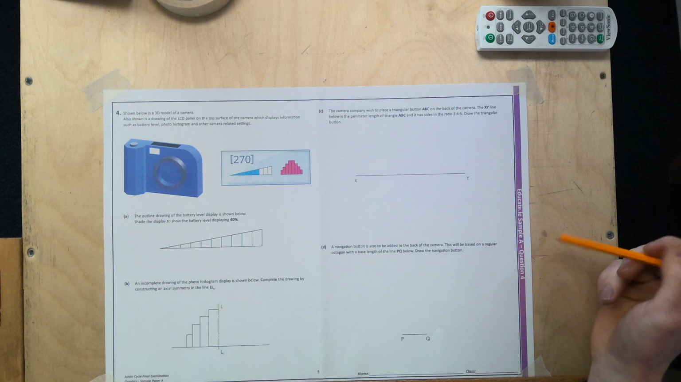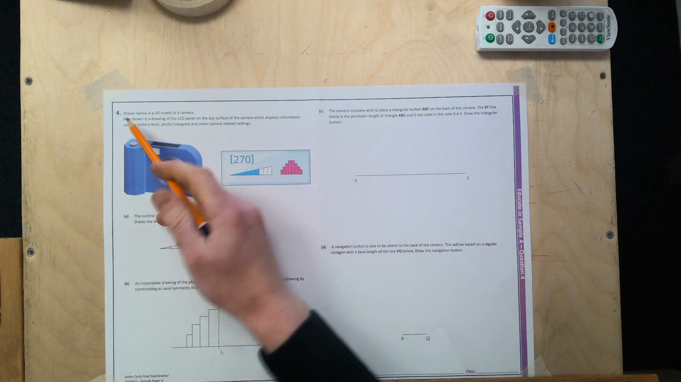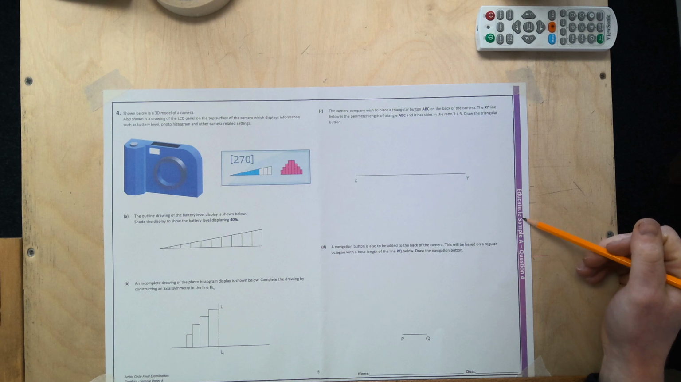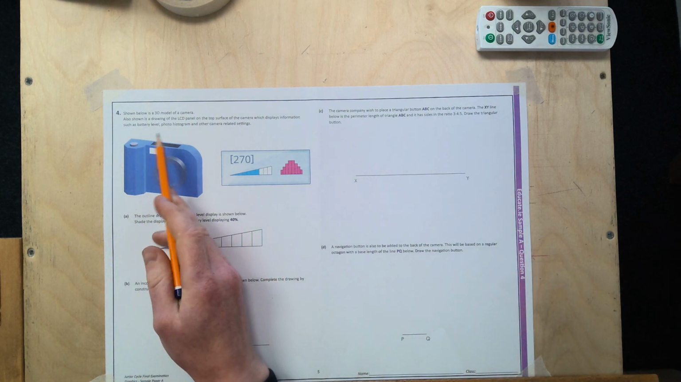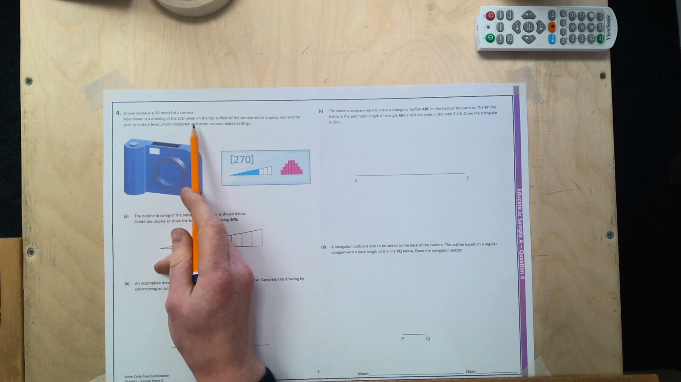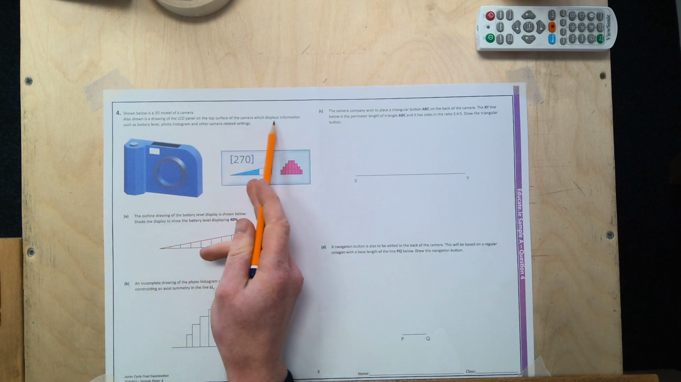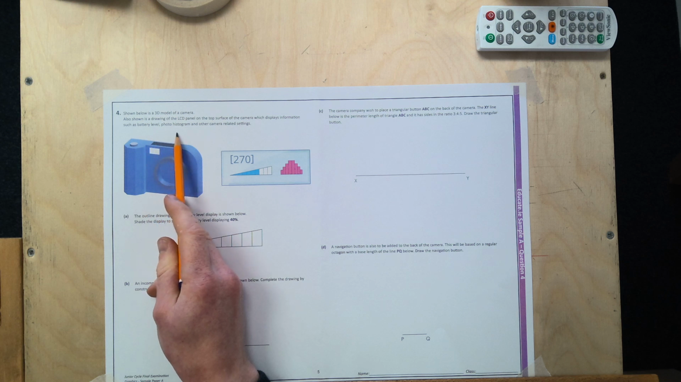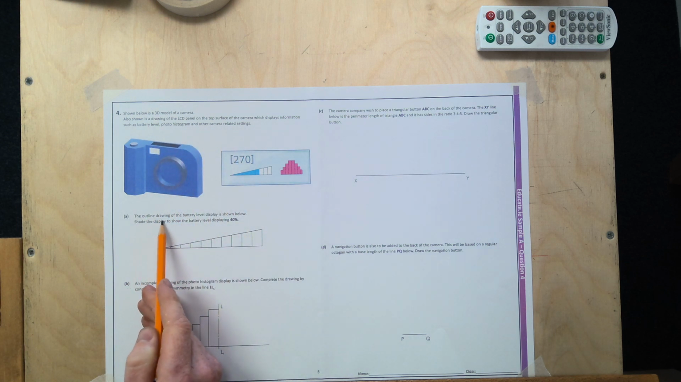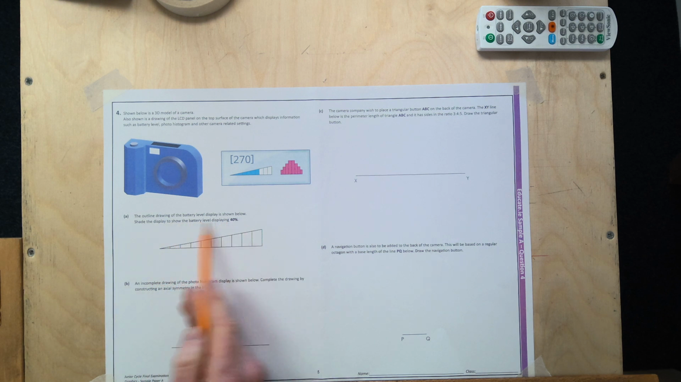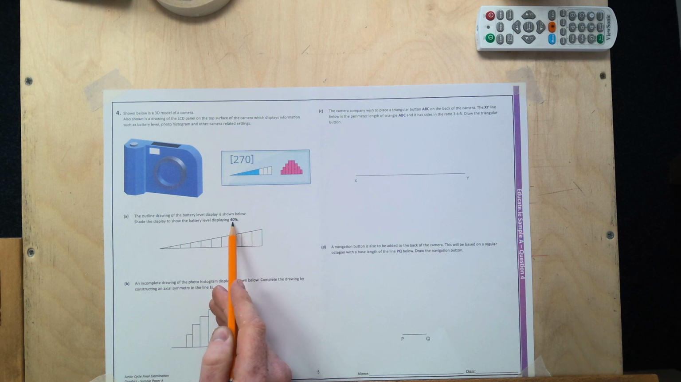So this is just a quick little video from question 4, sample A from Educate.ie papers, okay? So, shown below is a 3D model of a camera, also shown is the drawing of an LCD panel on the top surface of the camera which displays information such as battery level, photo histogram and other camera related settings. The outline drawing of the battery level display is below. Shade the display to show the battery level displaying 40%, okay?